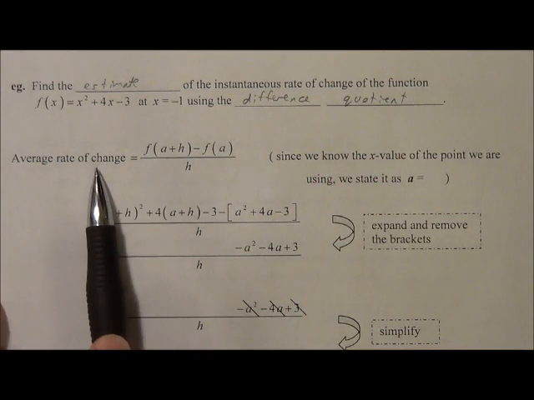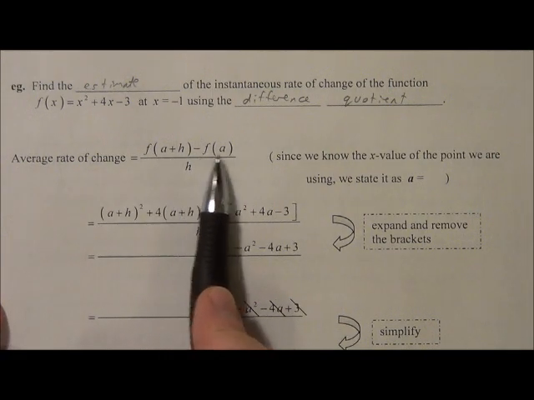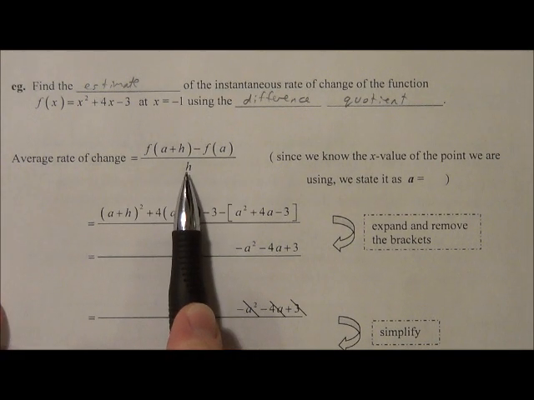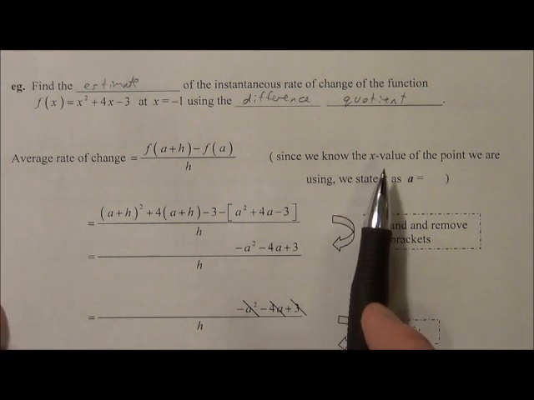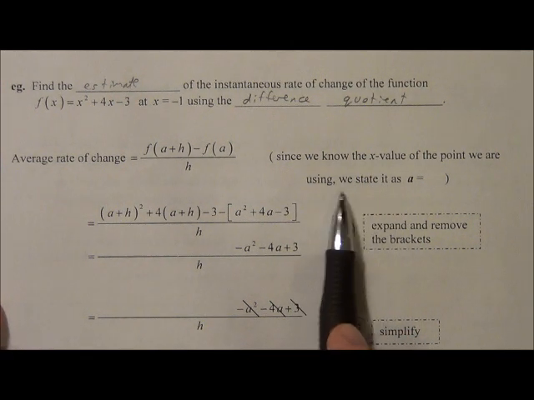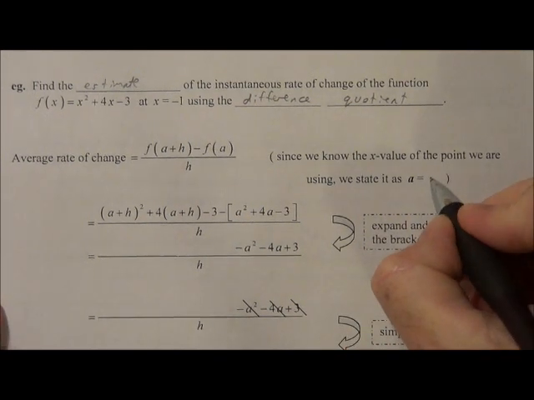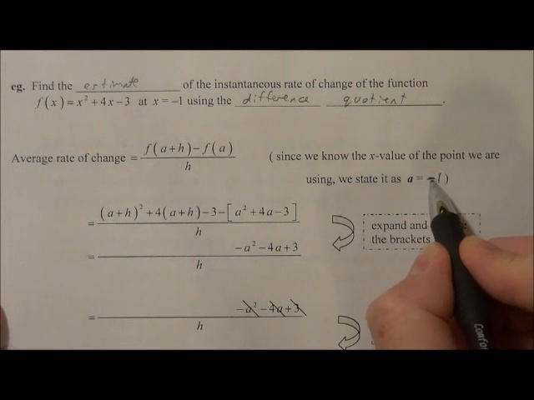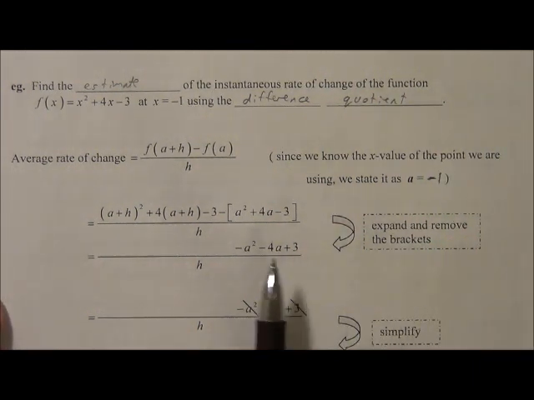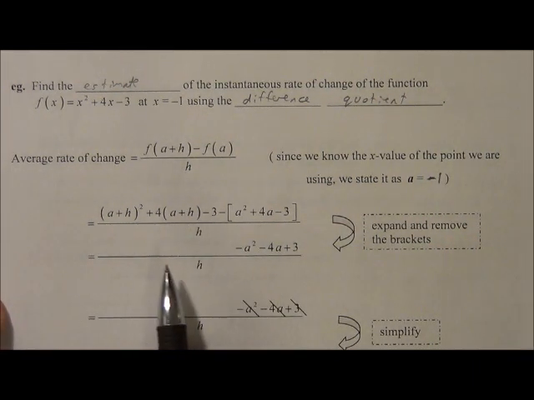Okay, so the average rate of change is f of a plus h minus f of a all over h. Okay, because we know the x value of the point, we state it as a equals negative 1. Okay, now we're not going to put a equals negative 1 in yet. We're just going to simplify all of this all the way down to some neat little expression at the end, and then we'll substitute in the negative 1 for a.